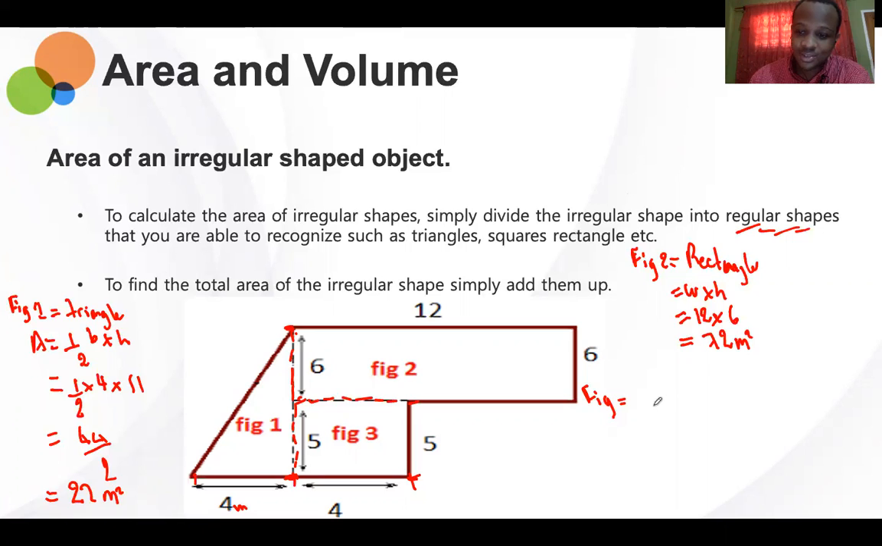Right. So thank you so much. So we have this side to be 5 and this side to be 4. These are two different sides. So it has to be a rectangle, right? All right, so rectangle.